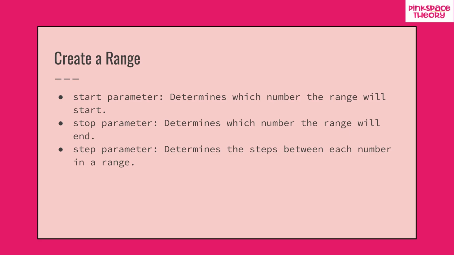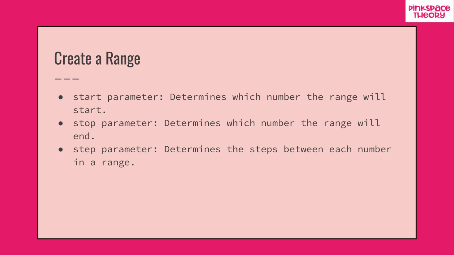Then there's the stop parameter. This is a required parameter that determines on which number the range ends, that being the number in the parameter minus 1. And finally, there's the step parameter. This is an optional parameter that determines the steps between each number in a range. If no step parameter is provided, it will default to 1.